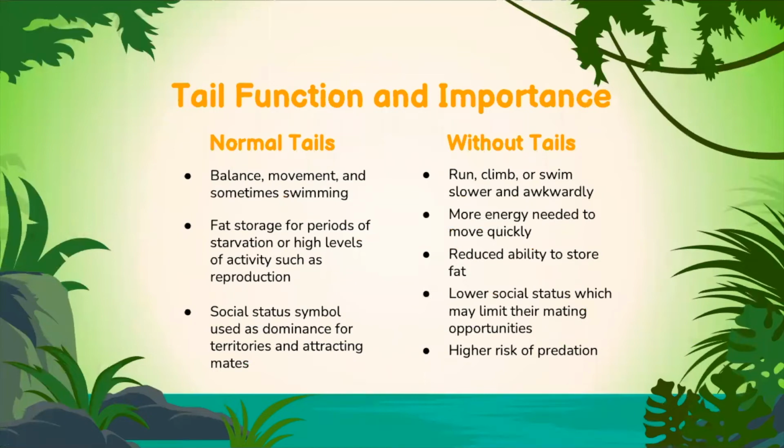So what are the normal tail functions and what's their importance? In normal tails, they're going to be used for swimming, for climbing, and for balance on the tree so they don't fall out. You wouldn't want that. And it also helps them to move quicker.